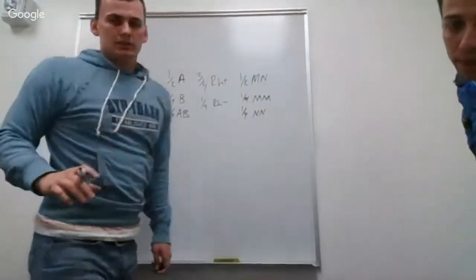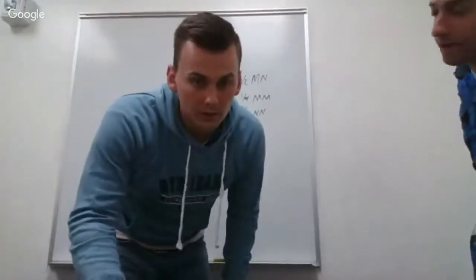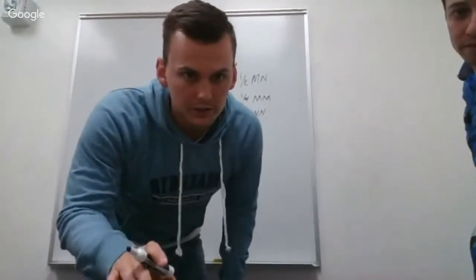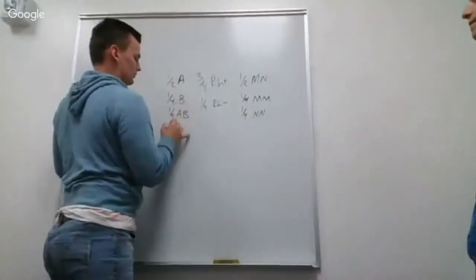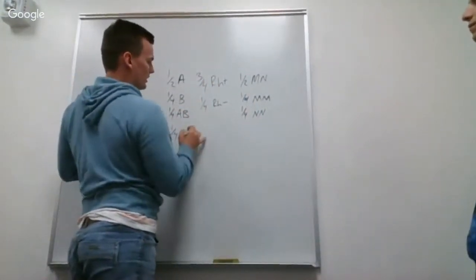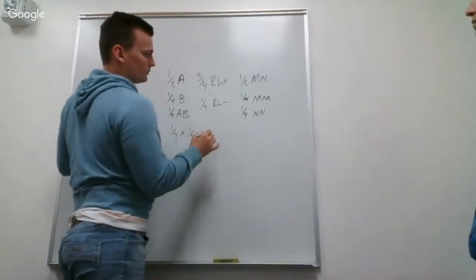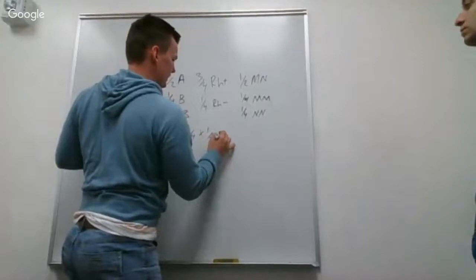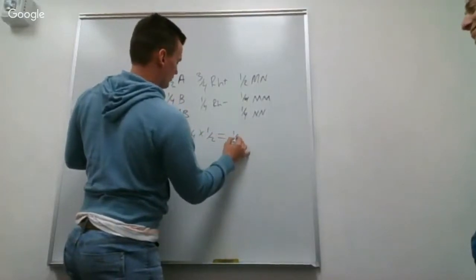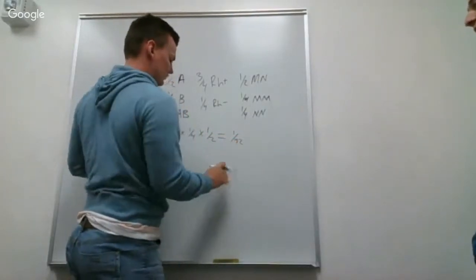And then the phenotype was B, Rh negative, and MN. So you take B, which is 1/4, times Rh negative, which is 1/4, times MN, which is 1/2, and that equals 1/32.